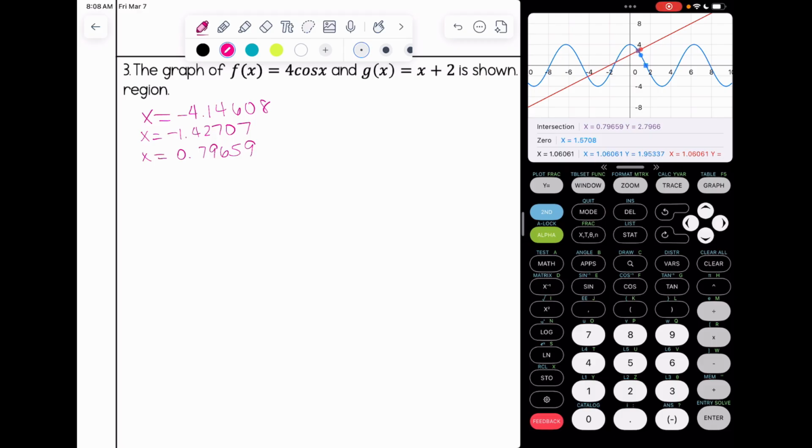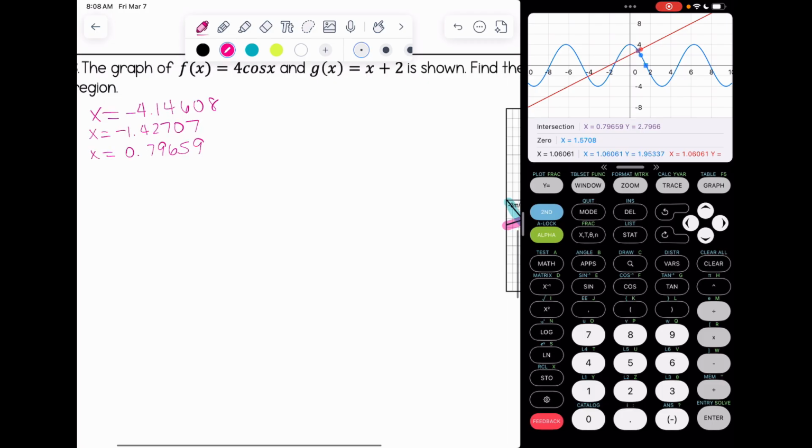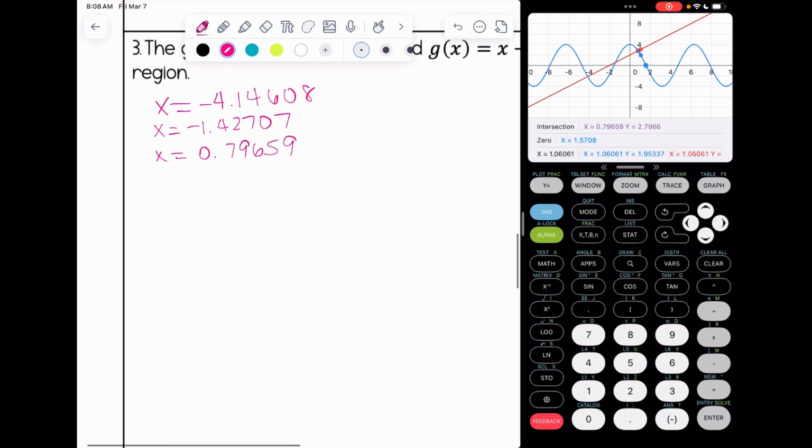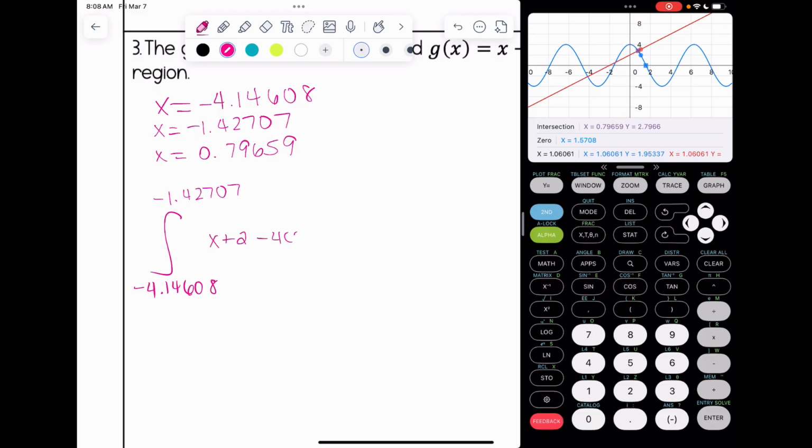Okay, so now let's write our integrals and then we'll evaluate to calculate this area. So the first integral is going to go from negative 4.14 and so on to negative 1.42. You can see in that section, either on my calculator screen here, or if I slide back over here, that the line is the upper function here. So we're going to have the integral from negative 4.14608 to negative 1.42707, and it's going to be x plus 2 minus 4 cosine x dx.